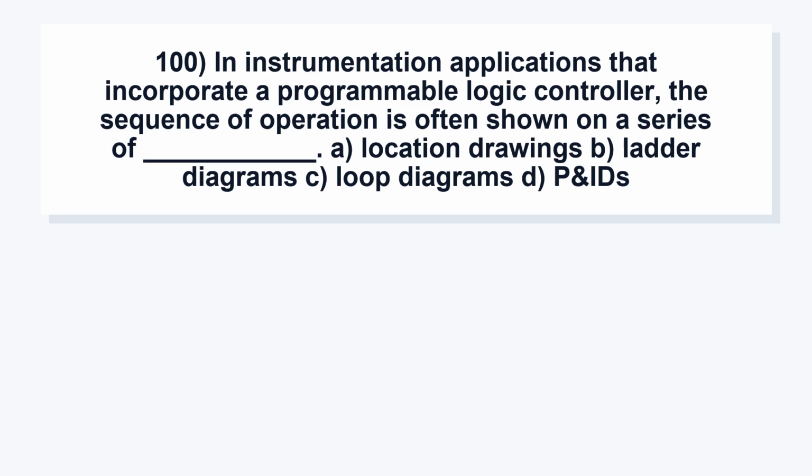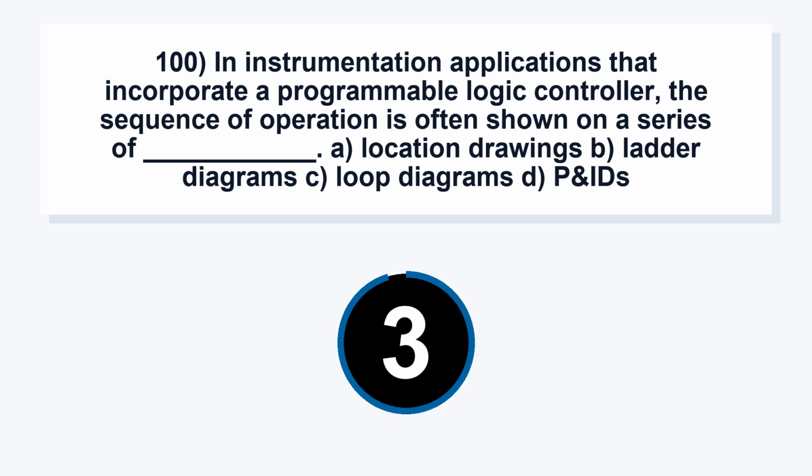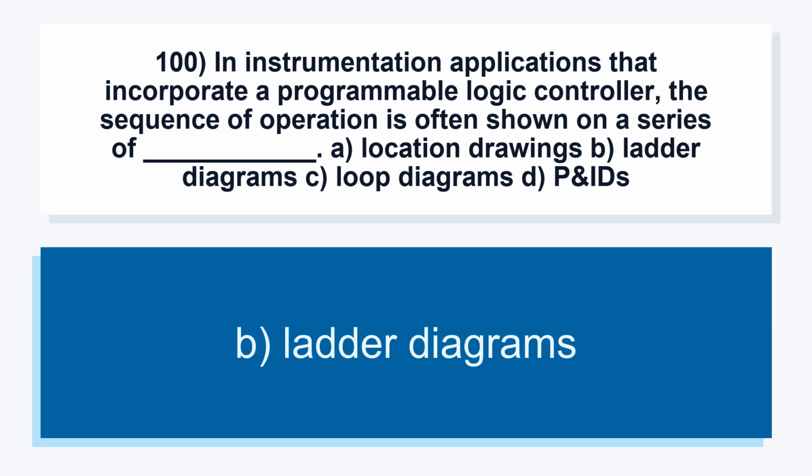100. In instrumentation applications that incorporate a programmable logic controller, the sequence of operation is often shown on a series of ______. A. Location drawings. B. Ladder diagrams. C. Loop diagrams. D. P and IDs. B. Ladder diagrams.